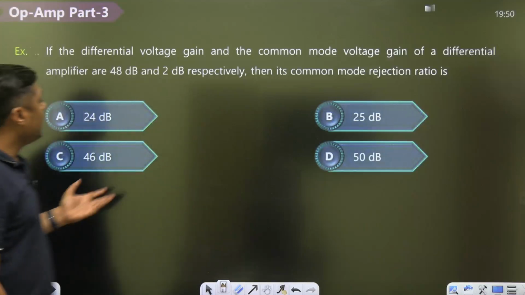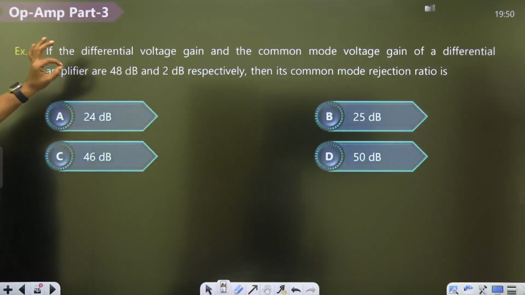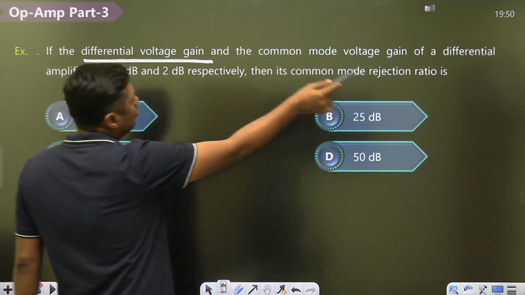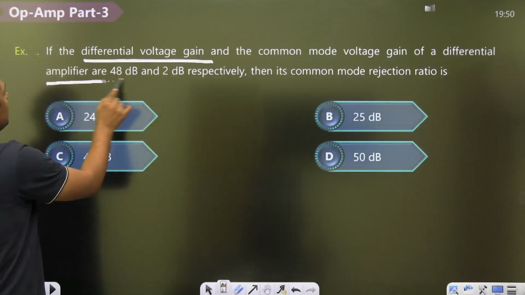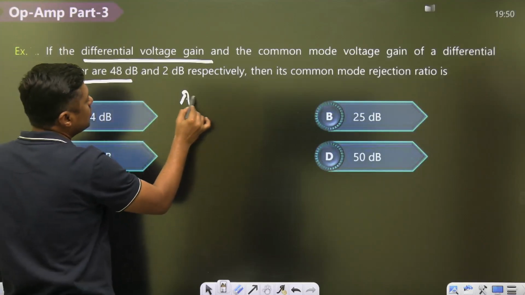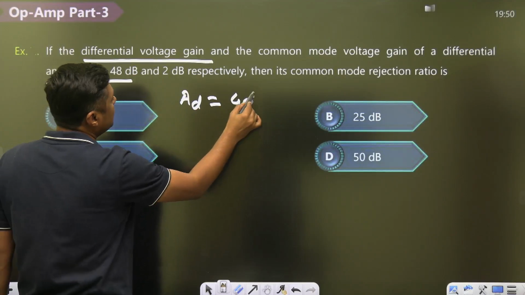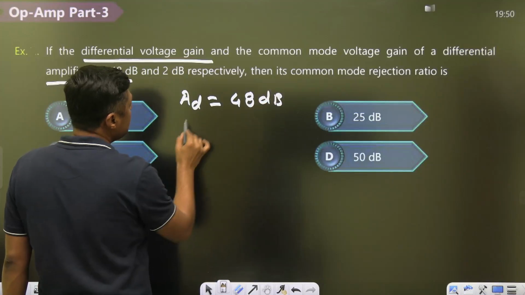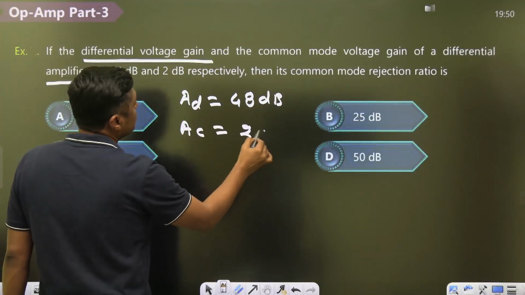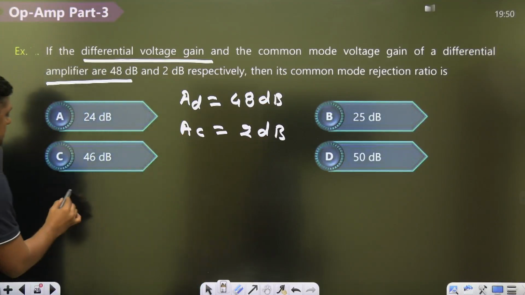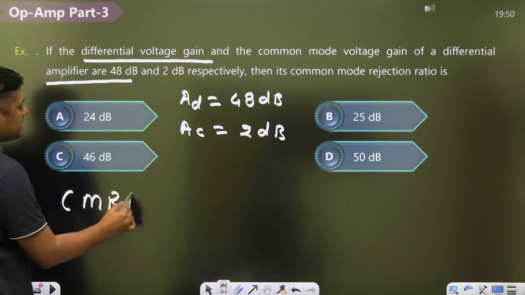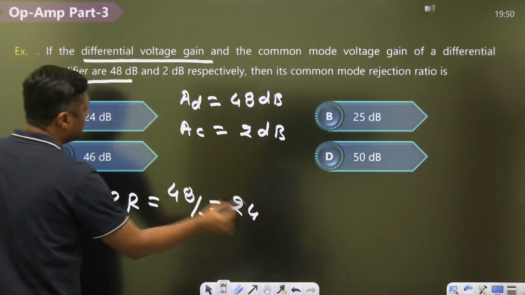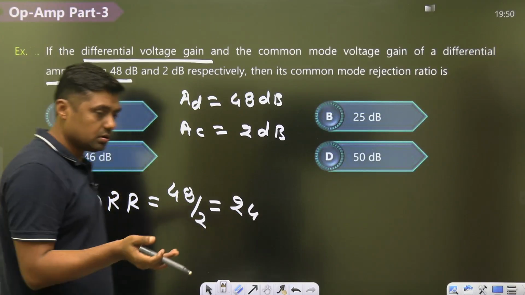Questions like this: if the differential voltage gain, that is called AD, and the common mode voltage gain of a differential amplifier are 48 and 2 dB. Normally students write AD as 48 dB and AC as 2 dB. So what is the CMRR? They simply give the answer AD by AC, that is 48 by 2, 24, and the answer becomes A. But this is wrong.